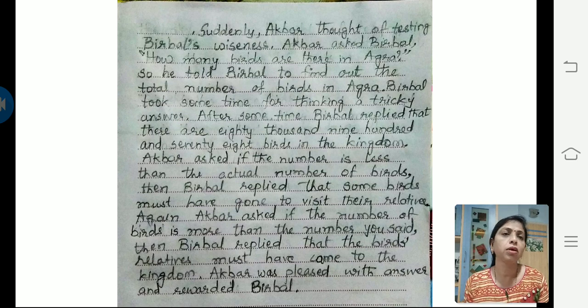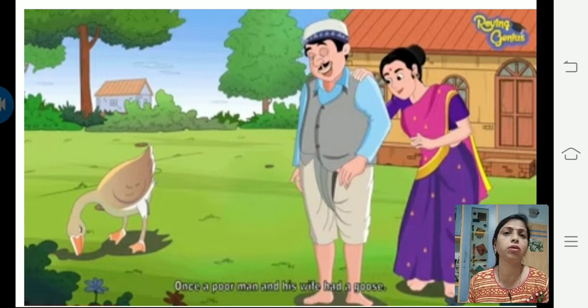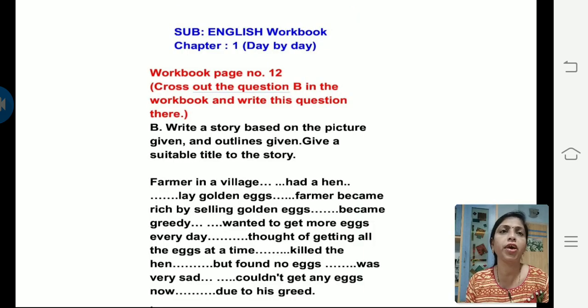So like that children, now again I am sharing one picture. You can see a picture on the screen. This picture you have to create a story according to, and you have to write it on workbook page number 12. This is of chapter 1, Day by Day. There is one question given. That question number B you have to cross out. Cross out the question B in the workbook and, instead of that question, you have to write this question.